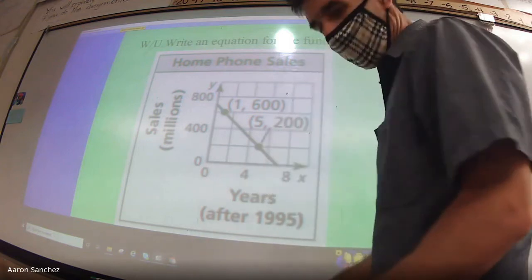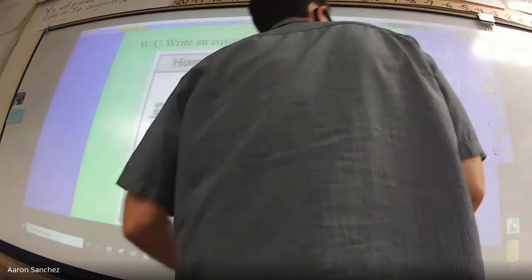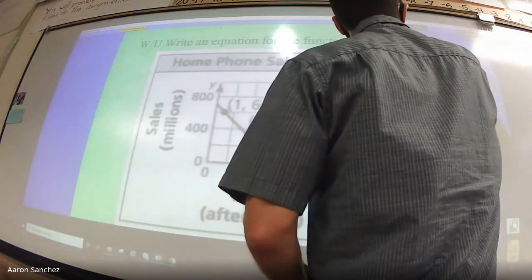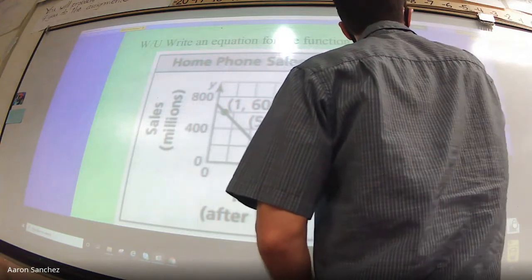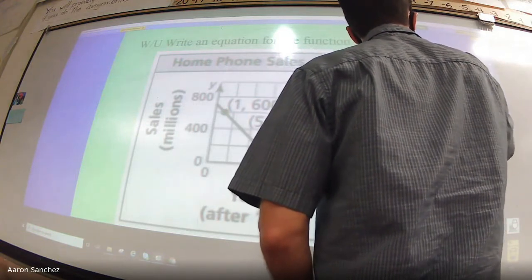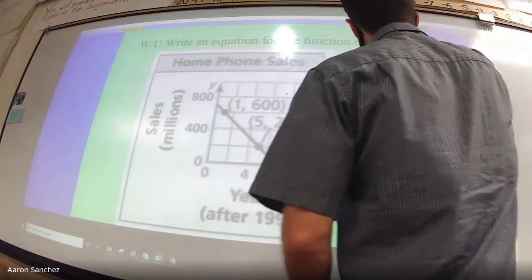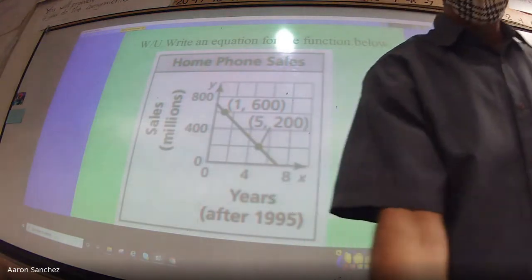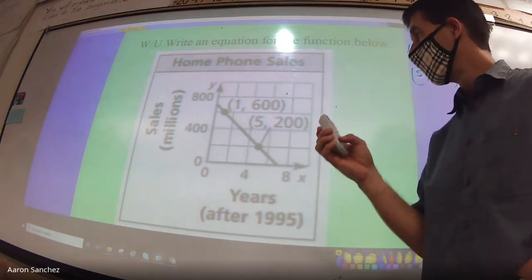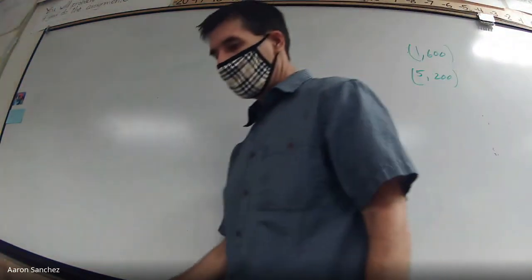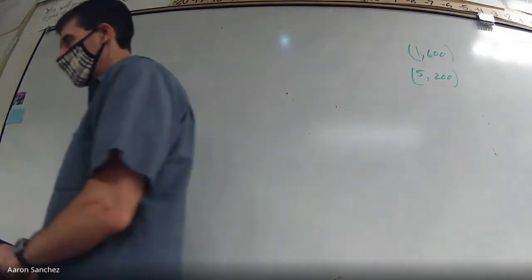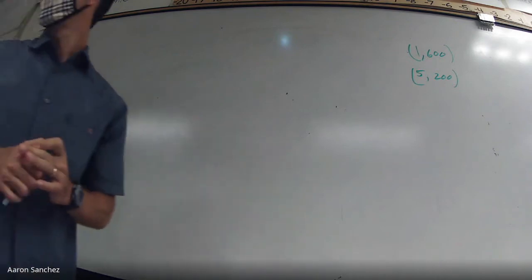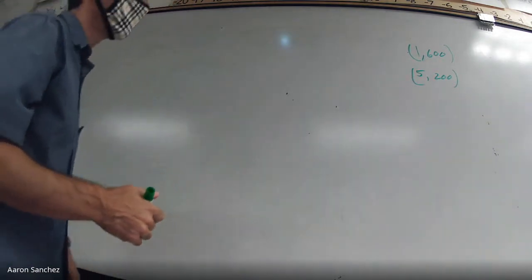In fact, let me do it like this so that we can actually use the board. (1, 600), (5, 200). What's the equation? You guys share the equation. What did you guys get? What's the equation of the line? Share it with each other. Okay.